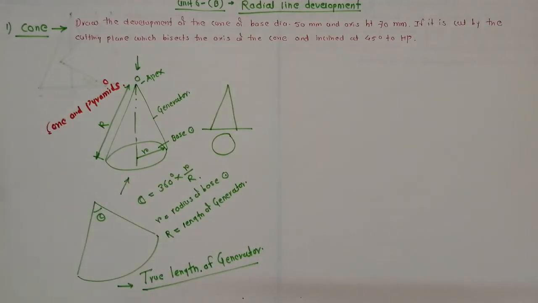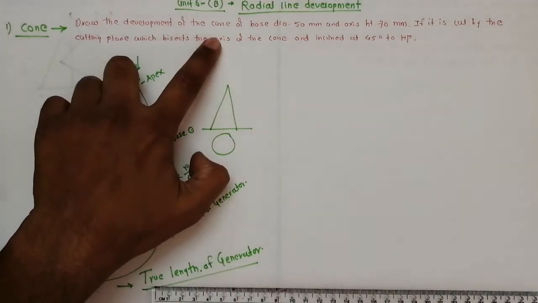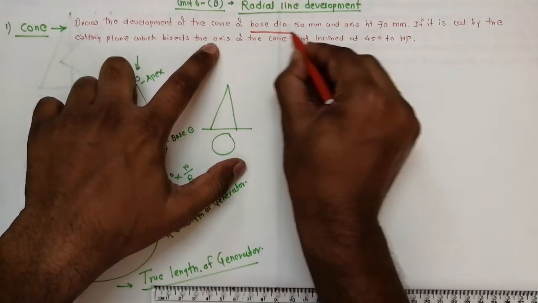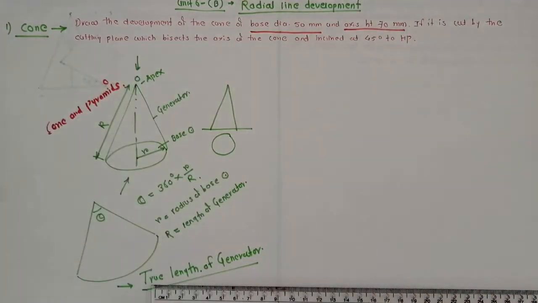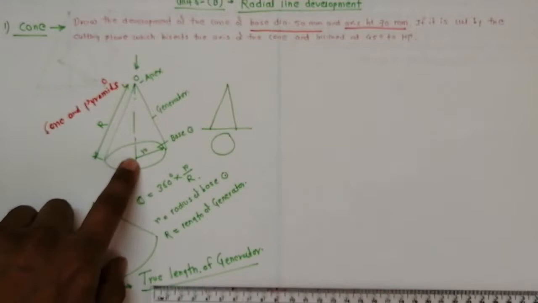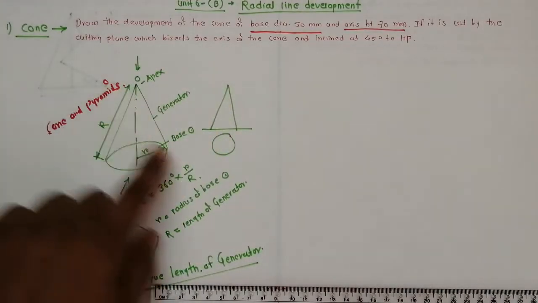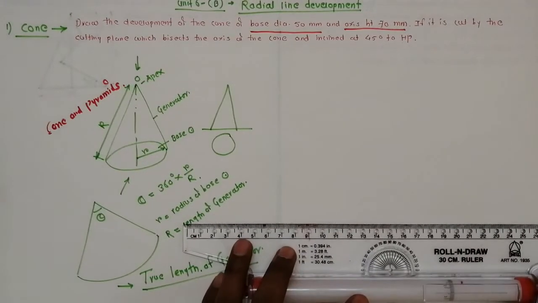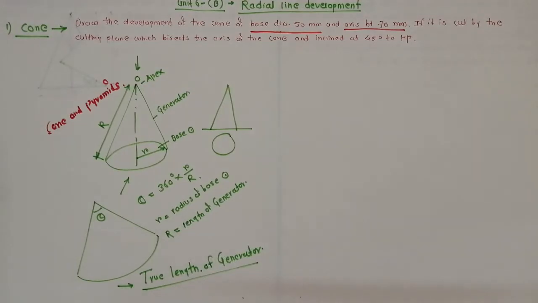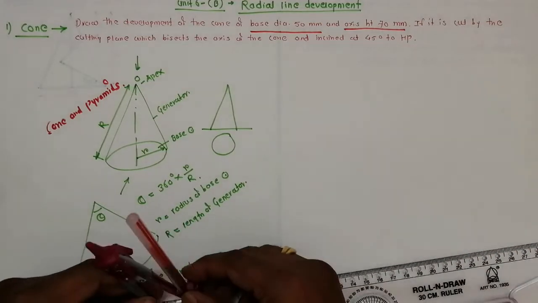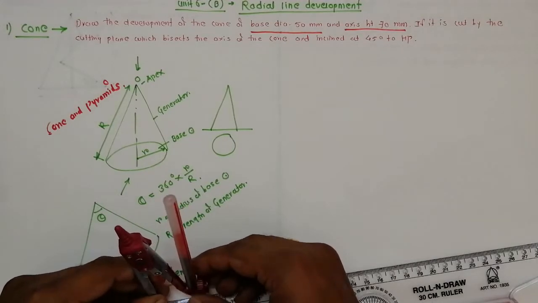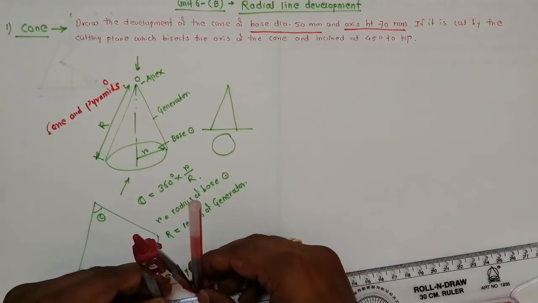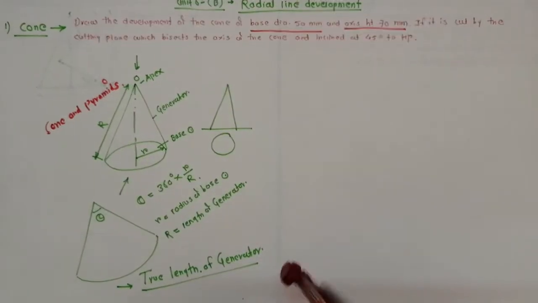So we'll start with the problem now. The problem says, draw the development of the cone of base diameter 50 mm and axis height 70 mm. Using these two pieces of information, we will construct its front view and top view, where the diameter is 50 mm and the axis height is 70 mm. So first I will construct the circle, that is the true shape of our cone. I'm taking the radius equal to 25, because the diameter is 50.